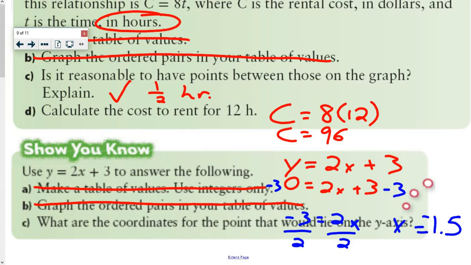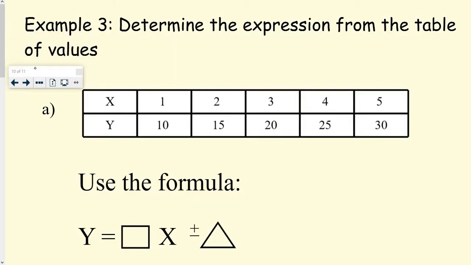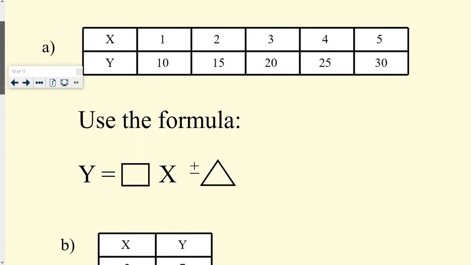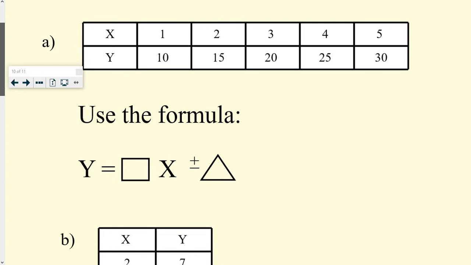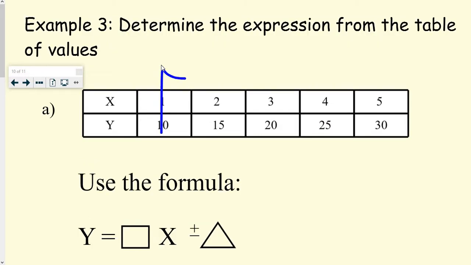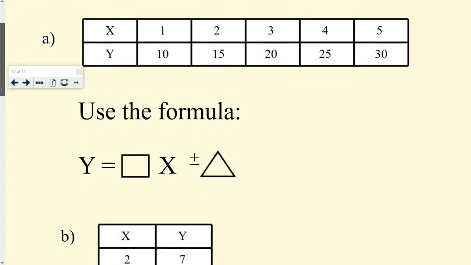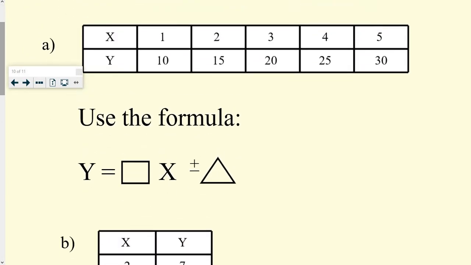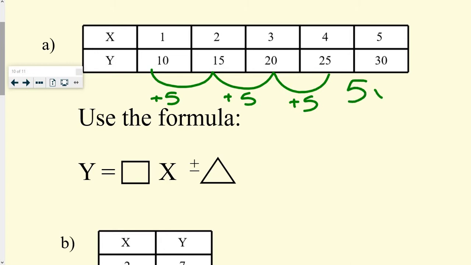So that's the show you know. Now determine the expression from the table of values. If we have x, let's break this down. This is where it gets tricky. Okay, let's try this again. We know that y goes up by 5 every time. So as it goes up by 5, we know that it must be multiplied by 5. So it's 5 times x.